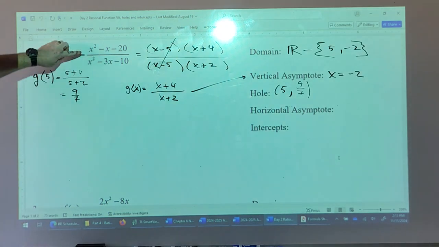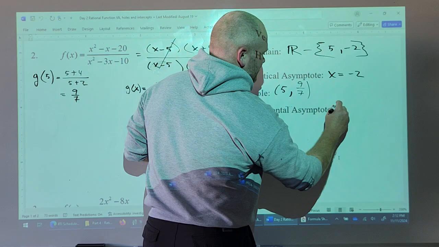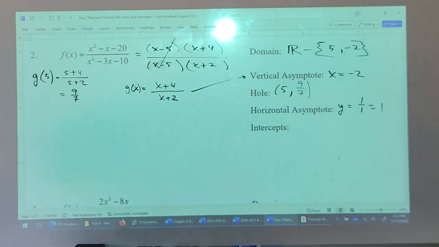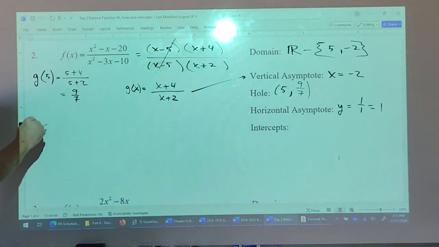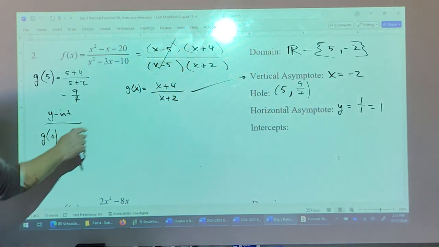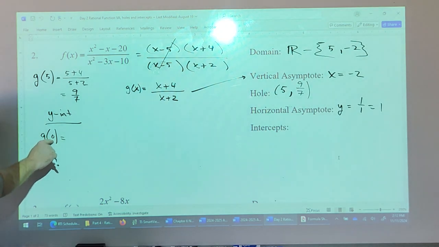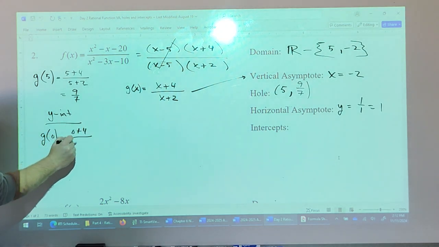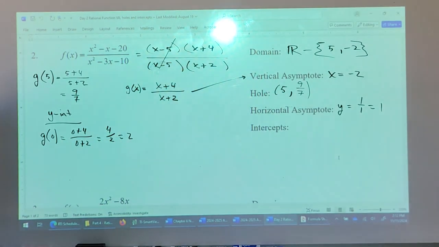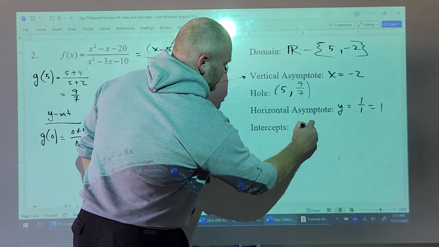Horizontal asymptote-wise, the degree on top was the same as the degree on the bottom, which means we're dividing the coefficients that are in front of there. So horizontal asymptote, y would equal 1 over 1, which equals 1. So horizontal asymptote at 1. Okay, intercepts. We'll start with the y-intercept. So we'd be concerned with when the x value is 0. If we put 0 in, we're going to get 0 plus 4 over 0 plus 2, 4 over 2 equals 2, which means the y-intercept of this function is going to be at (0, 2).